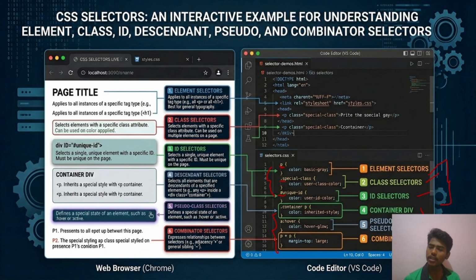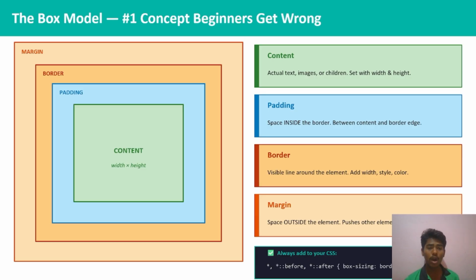Okay, next go to the slide. Yeah, the box model. The first concept beginners get wrong. What is meant by the box model? When I ask someone, they misspell it and understand it wrongly. First of all, the box model has four parts. The first one is content, then padding, border, and also margin.